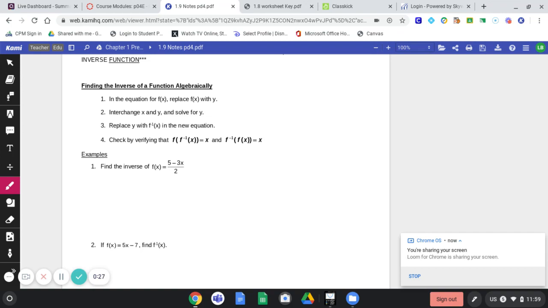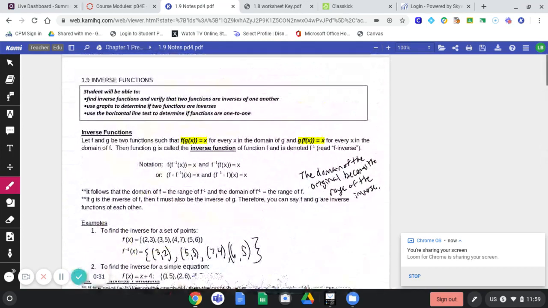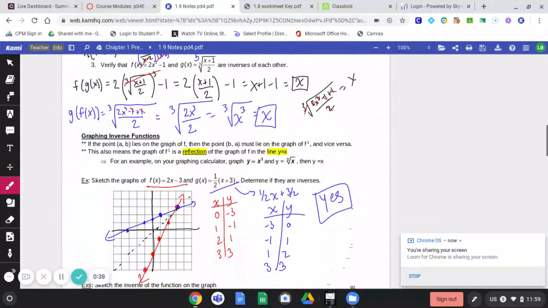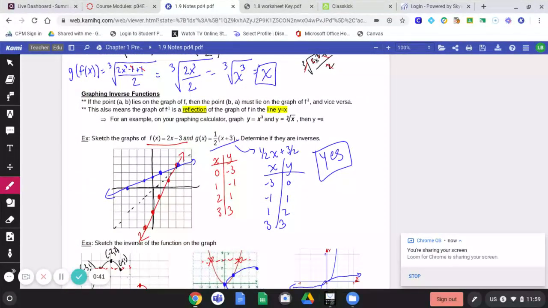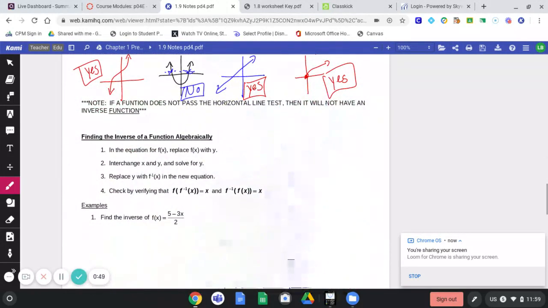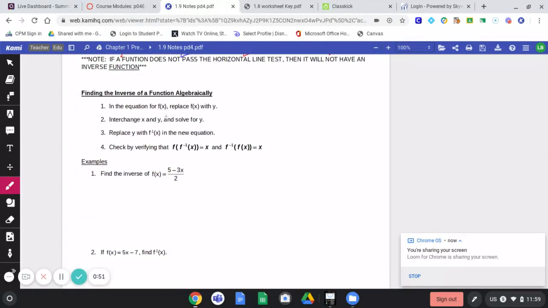Now remember what we learned. We said yesterday that the domain of the original function becomes the range of the inverse function. So therefore, all of your x's become your y's, all of your y's become your x's. We said if a point (a, b) lies on the graph of f, then the point (b, a) lies on its inverse graph. So therefore, we're interchanging x's and y's in our equation, and then you're solving for your new y value.